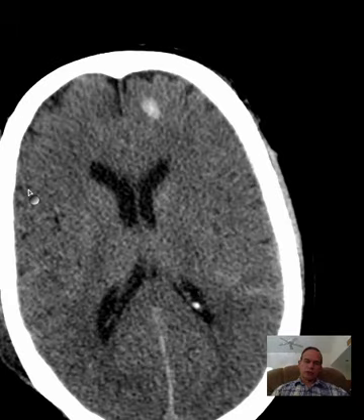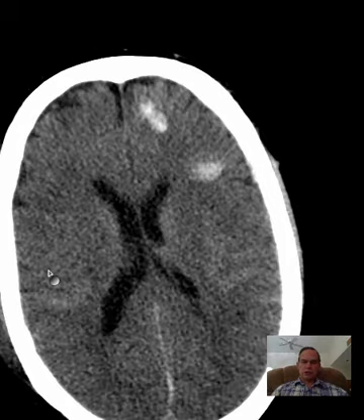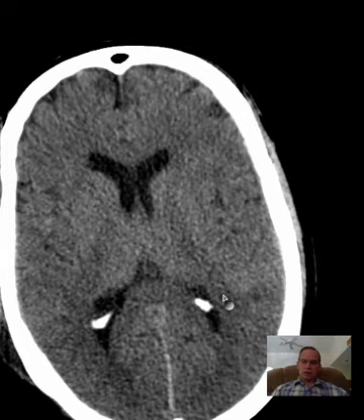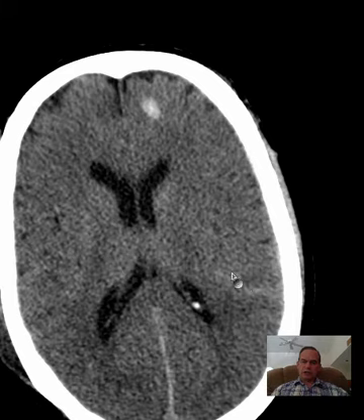The subarachnoid blood, which we saw so clearly earlier in the Sylvian fissure on the right, has dissipated, and you only see now a very little bit in the dependent aspect of the right Sylvian fissure, and you can see a little bit now in the dependent aspect of the left Sylvian fissure. This shows you how far back the Sylvian fissure goes.